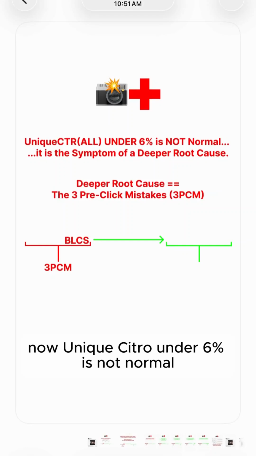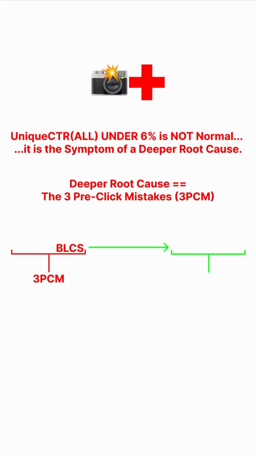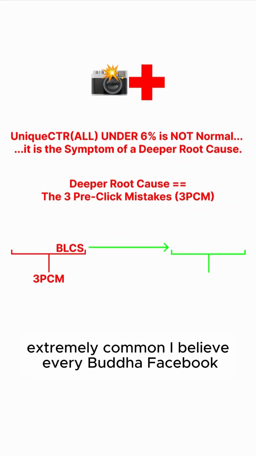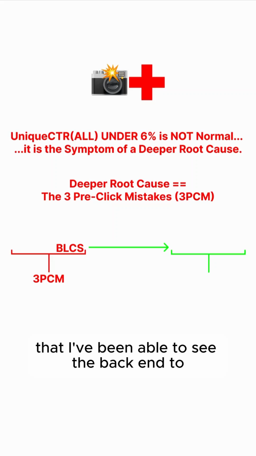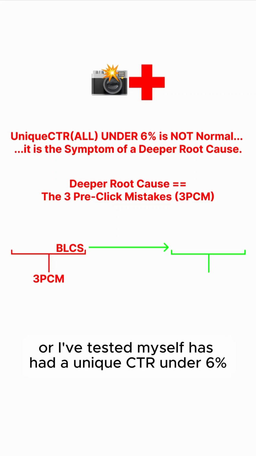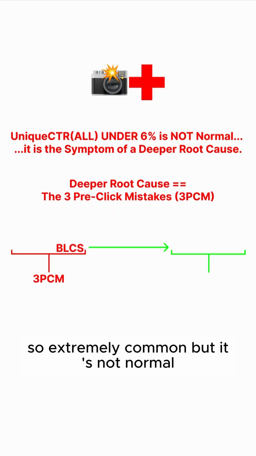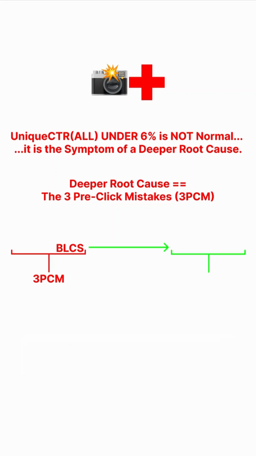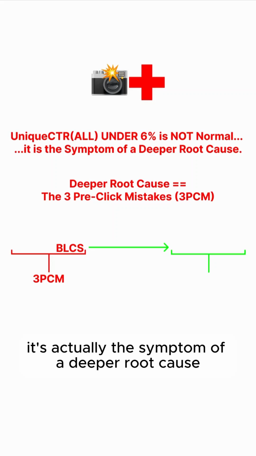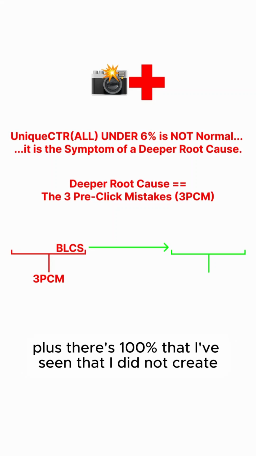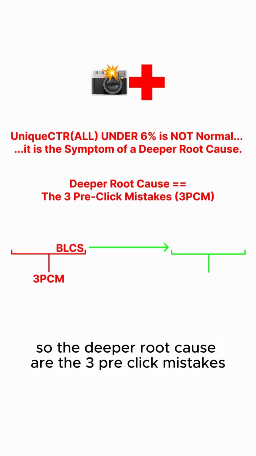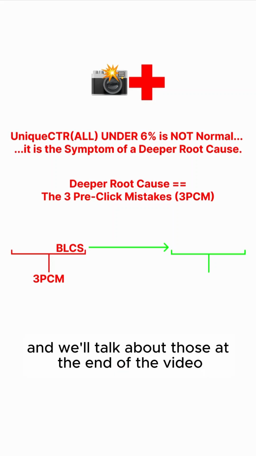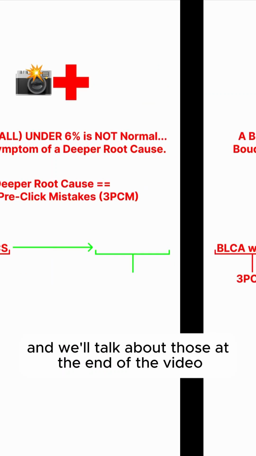Now, a unique CTR under 6% is not normal. It's extremely common. Every boudoir Facebook ad I have been able to see the back end to, or tested myself, has had a unique CTR under 6%. So extremely common, but it's not normal. It's actually the symptom of a deeper root cause. 100% of the ads I've seen that I did not create had BLCS. The deeper root cause is the 3 pre-click mistakes, and we'll talk about those at the end of the video.